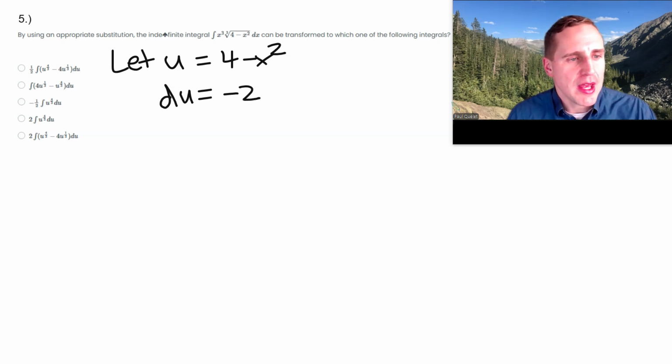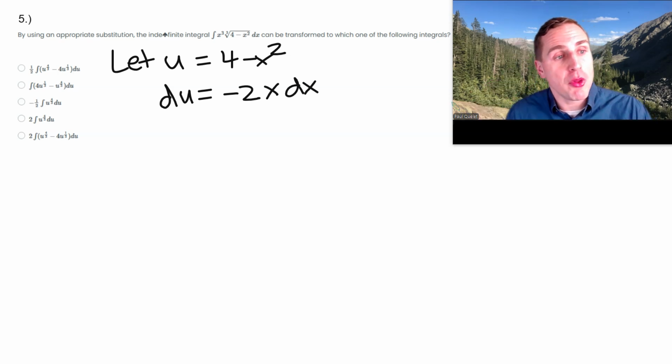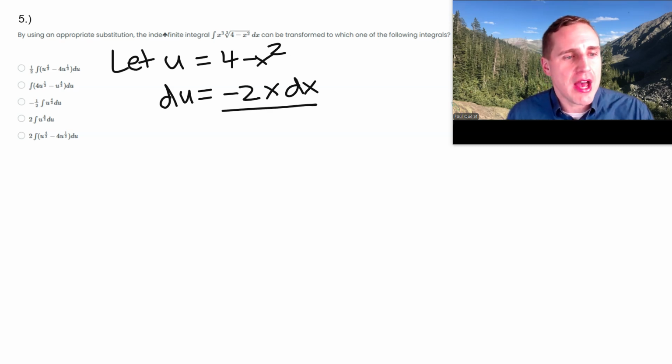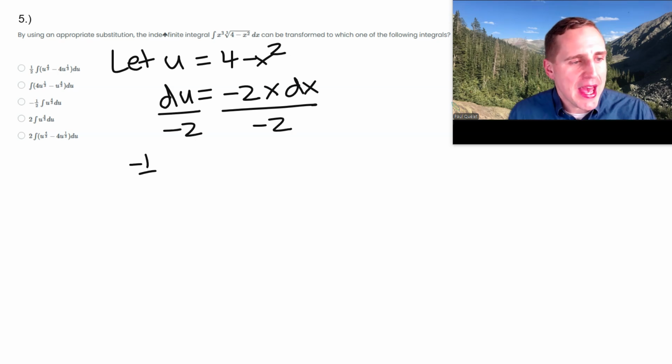Minus 2x dx. Now notice that covers a couple things from under the integral, but not quite the whole thing. We still need an additional x squared, and we need to get rid of the negative 2 by dividing by 2. In other words, we're going to get a negative 1/2 out front. So let's do that first. So we get negative 1/2 du is equal to x dx.